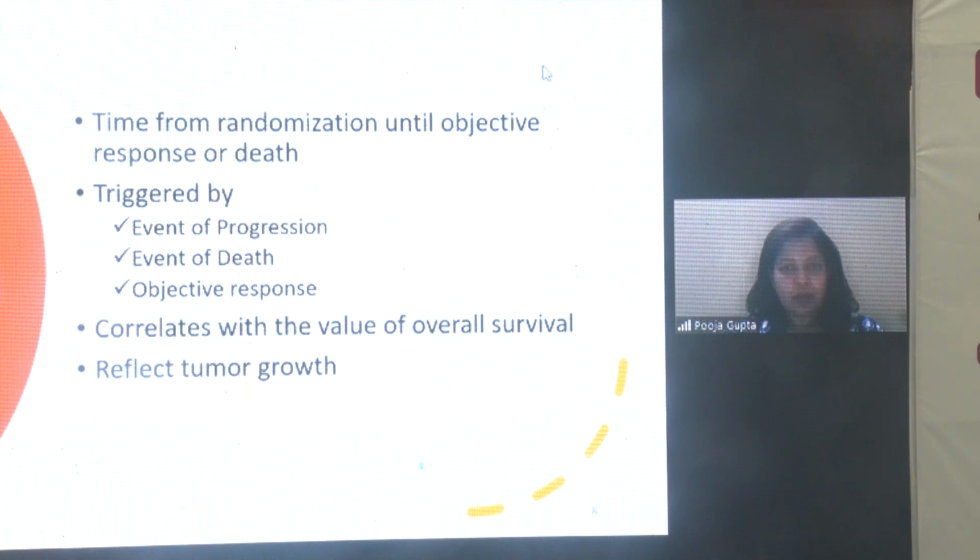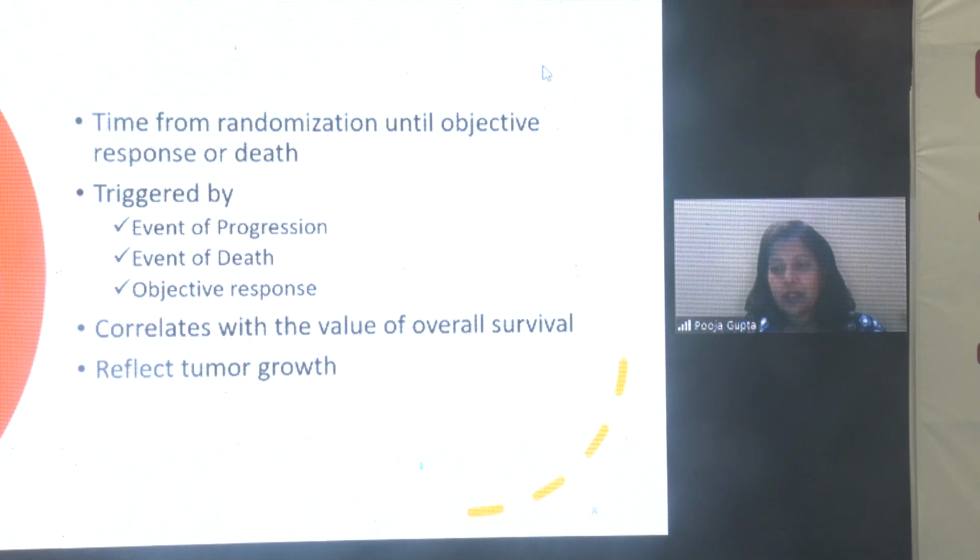investigators. Then we also have progression-free survival. Progression-free survival is starting from randomization until the objective response is achieved or the patient dies. So it could be progression, it could be death, or it could be an objective response which was defined as has been achieved. So that's progression-free survival.